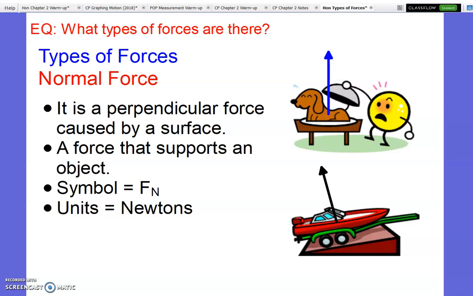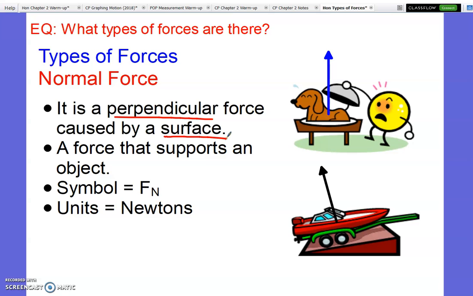Now, normal does not mean the opposite of abnormal in this case. It is actually a geometric term. The word normal in geometry means perpendicular. Usually we use the word normal to mean perpendicular when we're talking about a two-dimensional surface rather than a single line. In a single line we use perpendicular. So a normal force is a perpendicular force caused by a surface.